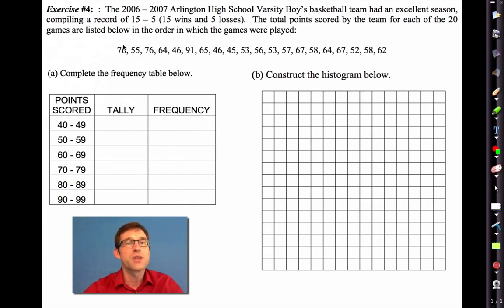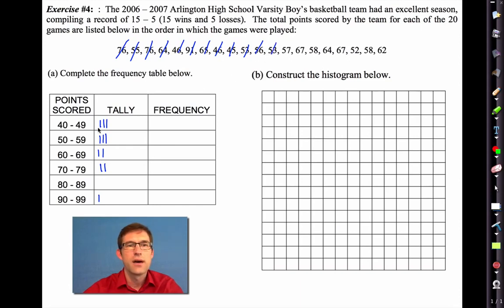And all we're going to do is go through and say, all right, I got 76, so that's one in here. Then I have a 55, so that's going in here. Then I have a 76 back in here. Then I have a 64, that one goes here. A 46, we'll put that one here. A 91, that's a high scoring game. A 65 goes here. A 46 is going to go here. A 45 is going to go here as well. A 53 goes here. Real defensive battles on some of these.